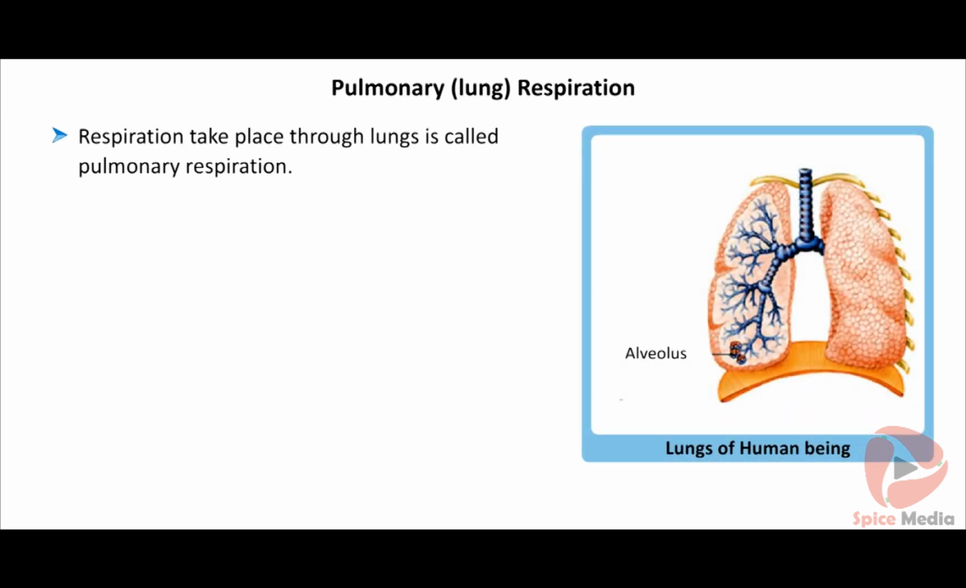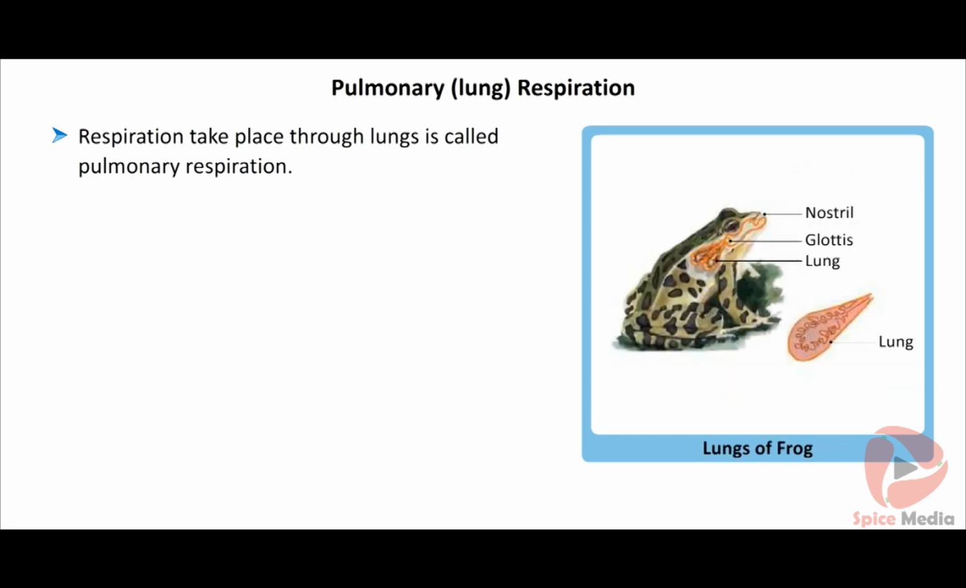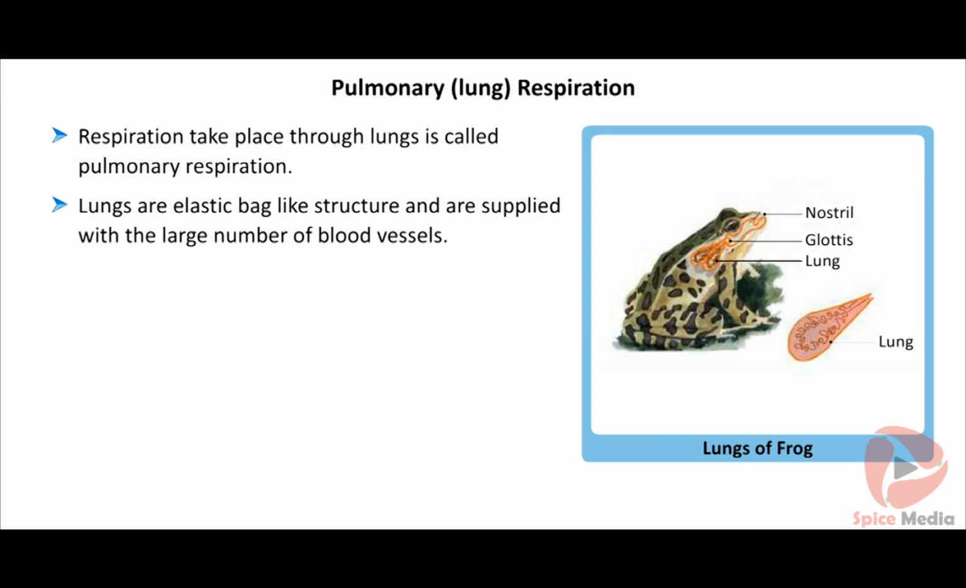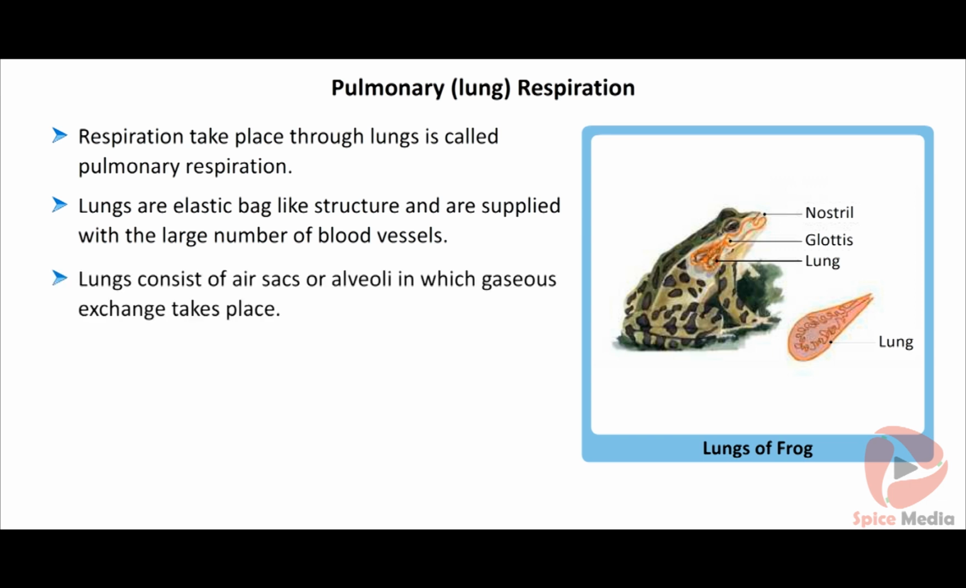Respiration taking place through lungs is called pulmonary respiration. Lungs are elastic bag-like structure and are supplied with a large number of blood vessels. Lungs consist of air sacs or alveoli in which gaseous exchange takes place. Pulmonary respiration is found in amphibians, birds, and mammals.